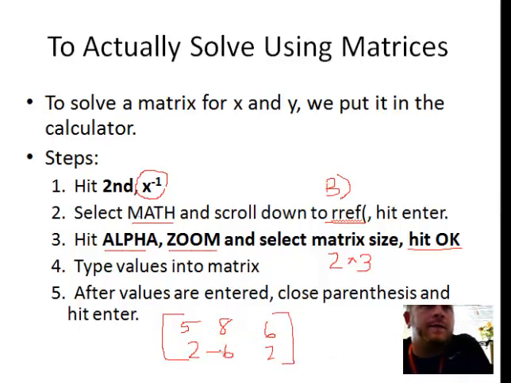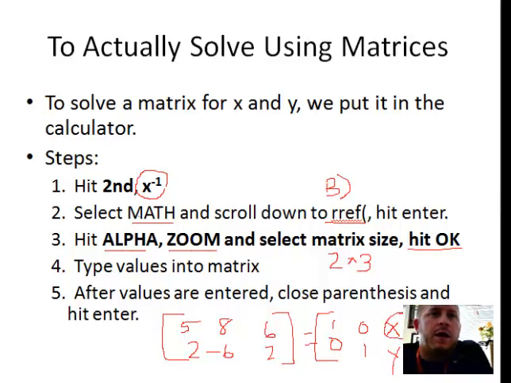After you've entered those in, you're going to close off your parentheses, and then you're going to hit enter. It's going to pop out an answer that will look like this. It'll have your 1, your 0, and then a 1. And then it'll give you 2 more numbers. The top one is your x value. The bottom one will be your y value. The only 2 things that you'll need are the x and the y, which then we'll write as an ordered pair, x and y. Okay, that's how you're going to do matrices.